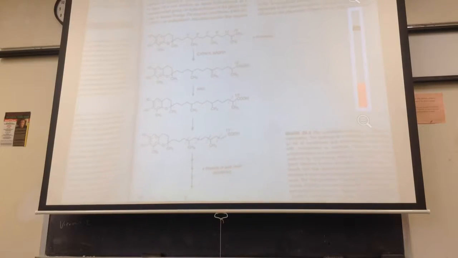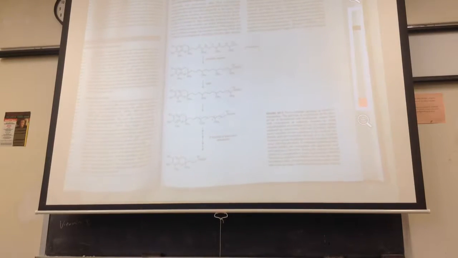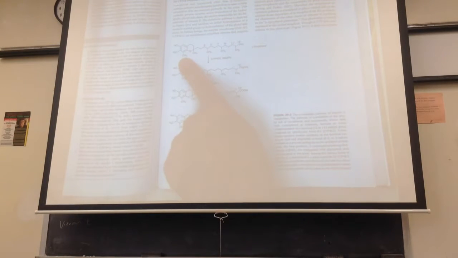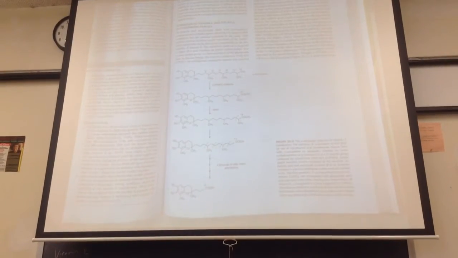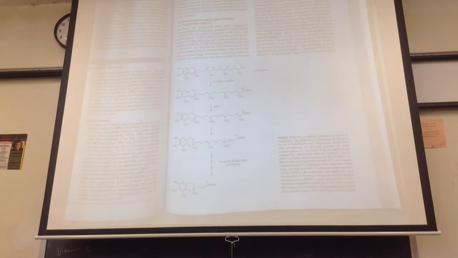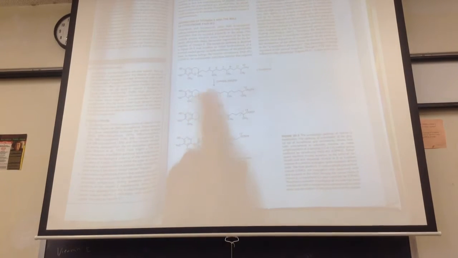P450 system is our detoxification system. So here, this is a gamma tocopherol. And that means that we've got a methyl group on position 8, and then on position 7, but not on position 5. So the cytochrome P450 system runs into it, and then it changes it.